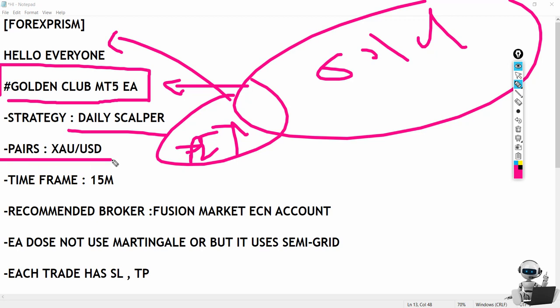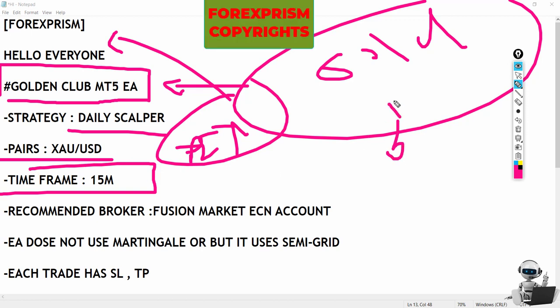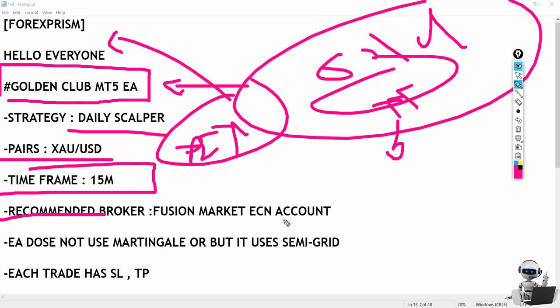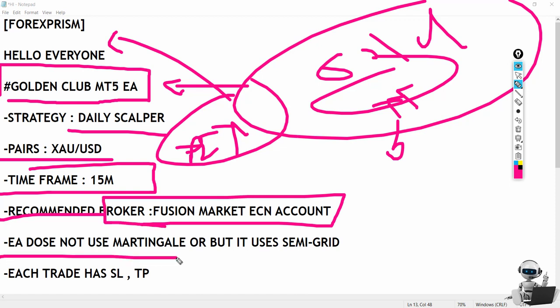It only trades on the gold 15-minute time frame, so it works on a lower time frame. That means most likely it is a scalper, but the average holding time is a bit longer. You can use it with any broker, but Fusion Markets is our recommended one. The EA does not use martingale, however it uses semi-grid.